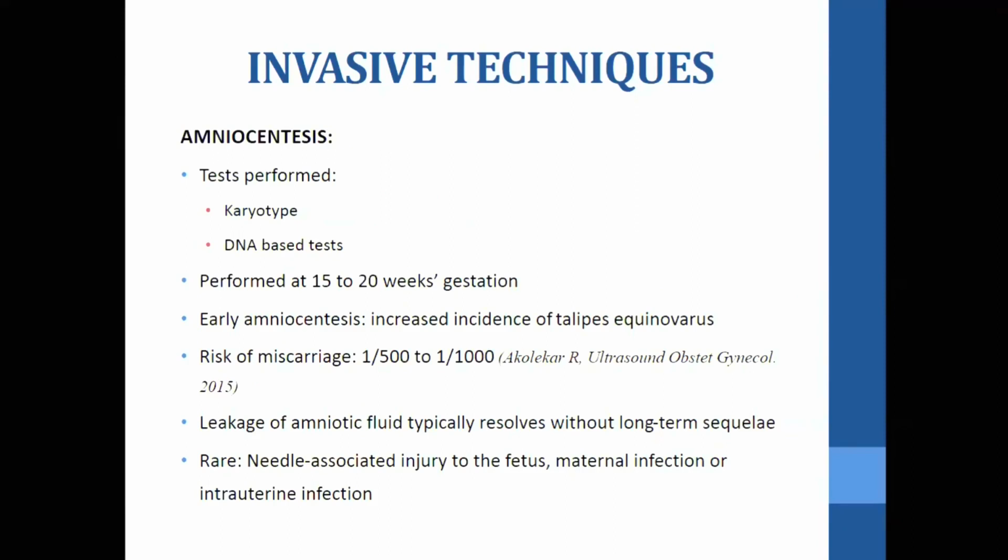Early amniocentesis increases the incidence of talipes equinovarus in the fetus, and the risk of miscarriage associated with amniocentesis ranges from 1 in 500 to 1 in 1000. Sometimes there can be leakage of amniotic fluid, but it resolves without any long-term sequelae. Rarely there can be needle-associated injury to the fetus. It is very rare. Sometimes there can be maternal infection or intrauterine infection. All these complications are rare.